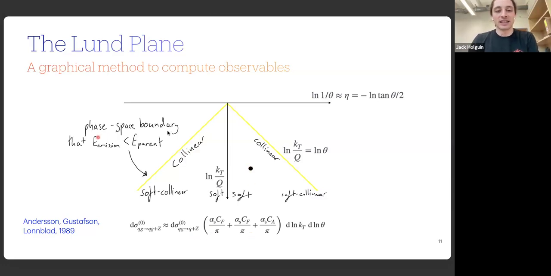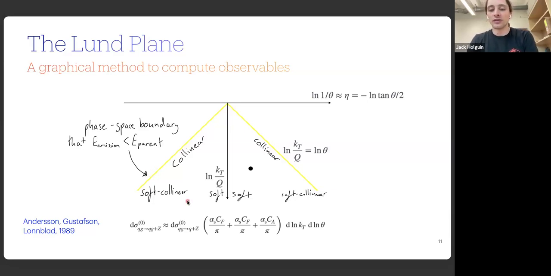Now, what this boundary is, this yellow boundary, is given by the line log KT is equal to log theta. And within the small angle approximation, that's equivalent to the constraint that the emitted gluon must have energy less than its parent gluon, otherwise you'd have violated energy momentum conservation. So that's what this yellow boundary is. So you can only integrate in this region.